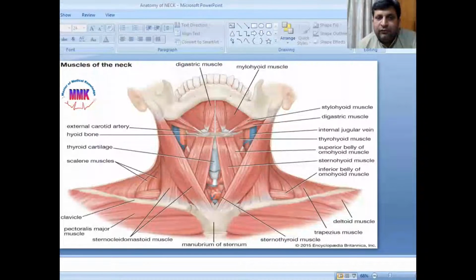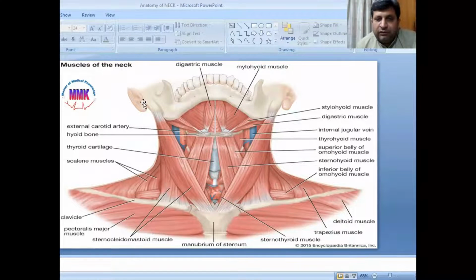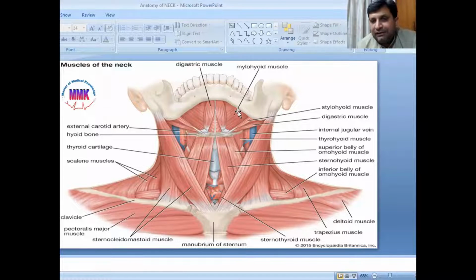First of all, we see the muscles of neck from the anterior view. As you can recognize here, behind the mandible and the hyoid bone is the digastric muscle on both sides. Lateral to the digastric muscle is the mylohyoid muscle. Both of these muscles are attached at one end to the hyoid bone. This is the hyoid bone and then the thyroid cartilage.